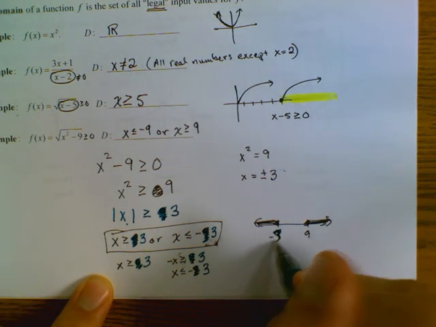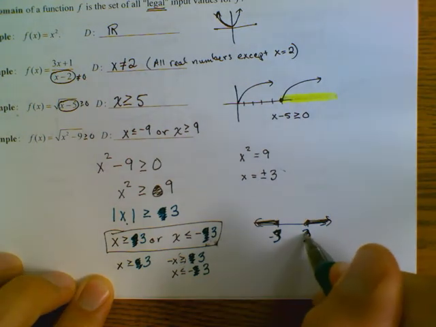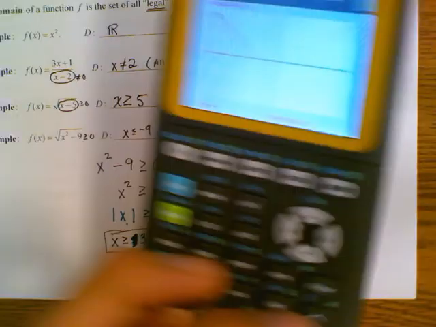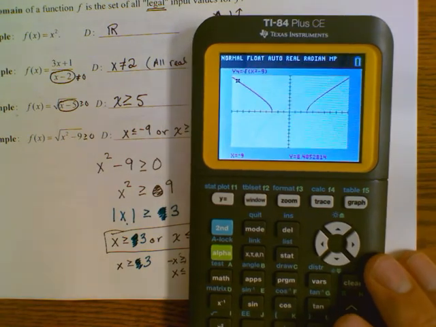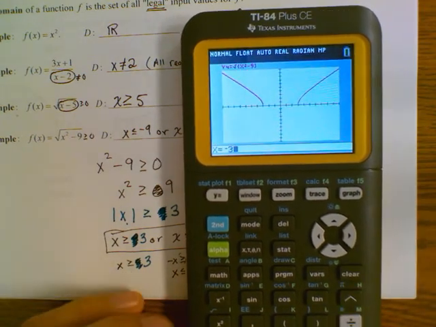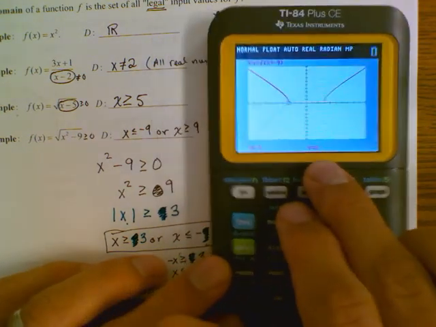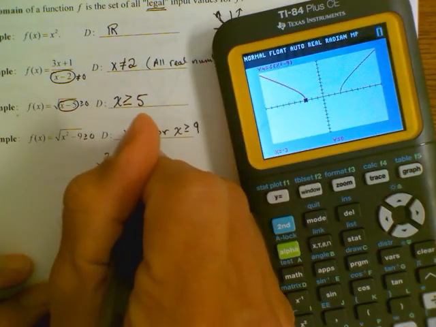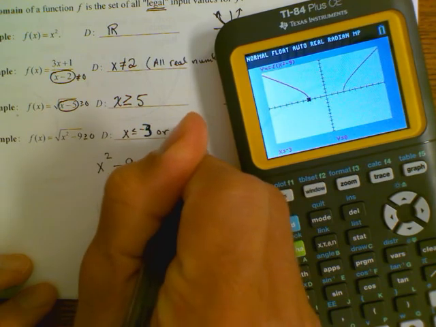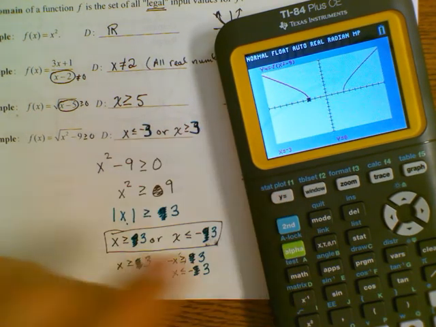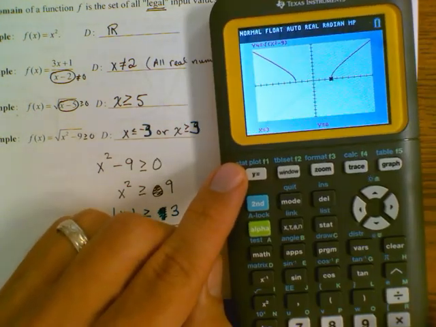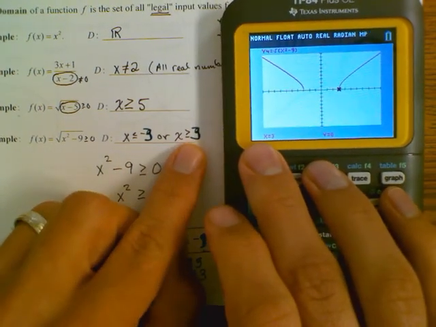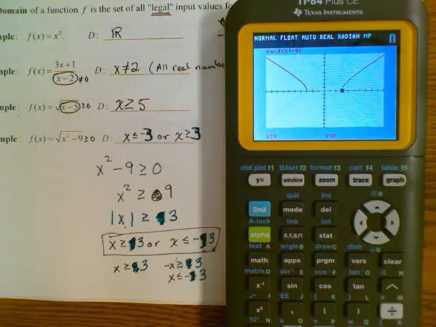All right. So that is, if you have technology and you can put it in, it might be best to just check it. So anyway, at negative 3, I'm getting the value 0. So that means that the function is defined at negative 3, and it's also defined at 3. So that's why we have this little equal sign underneath.